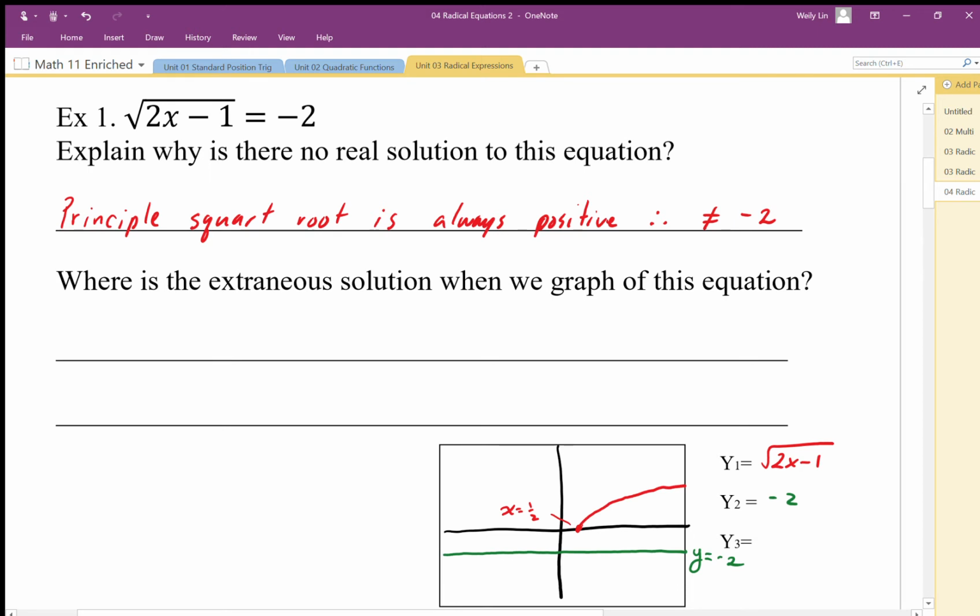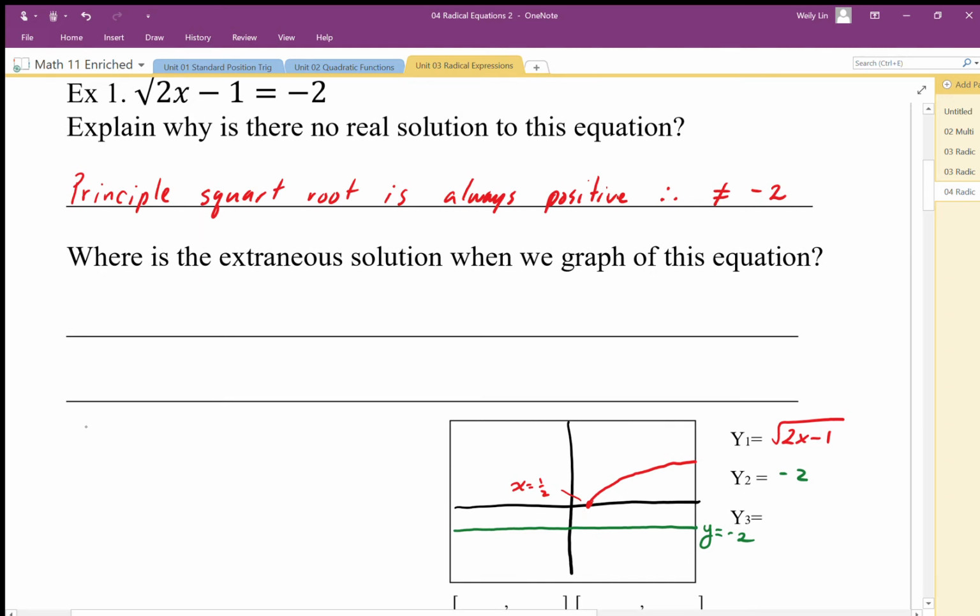So where would the extraneous solution show up in this graph? Notice that there's no solution to this. These two graphs do not intersect. So where could we find the extraneous solution on this graph? Well, the reason why we have an extraneous solution, let's actually solve this. We have the square root of 2x minus 1 equals -2. Okay, so there's no solution to that equation.